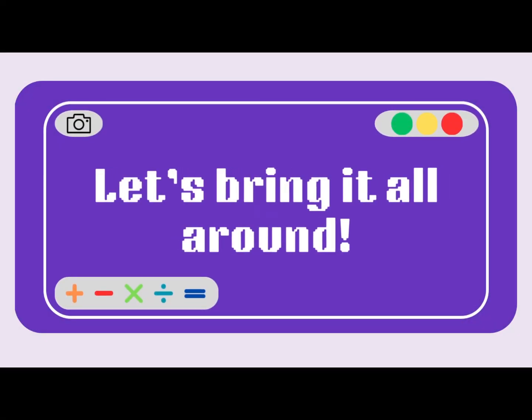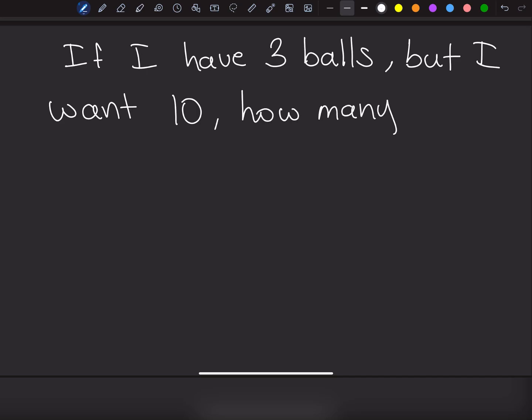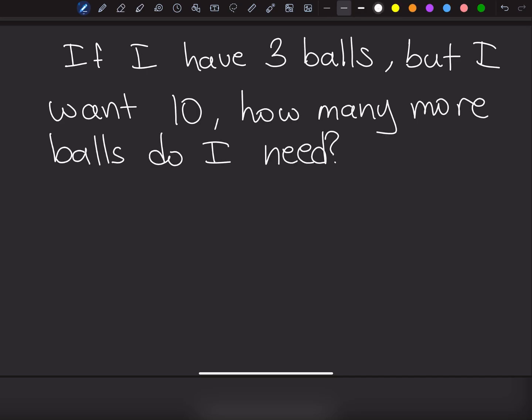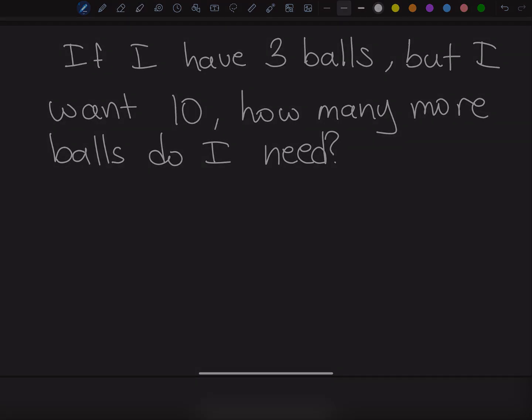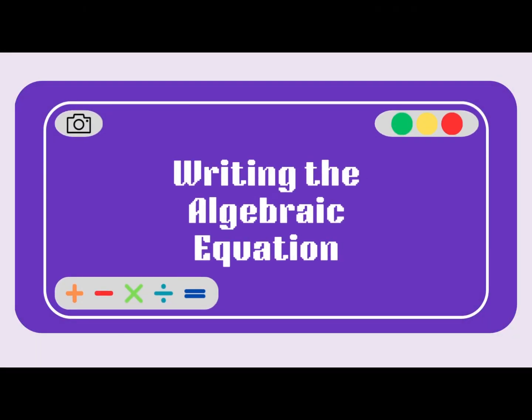Where is this used? That is a great question. Remember that question I asked earlier about 3 balls? If I have 3 balls, but I want 10, how many more balls do I need? Well, what we have here is a word problem that we can solve using algebra. But before we get to solving, I want us to start with writing down the algebraic equation.